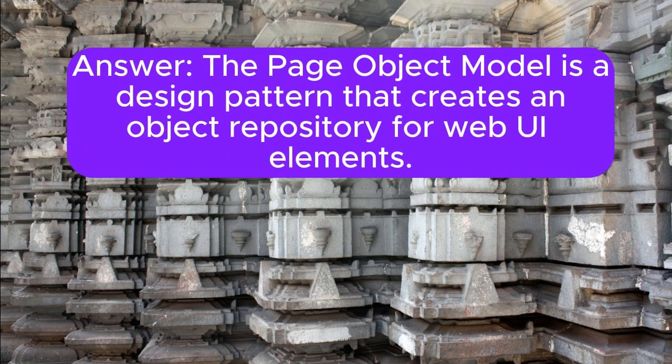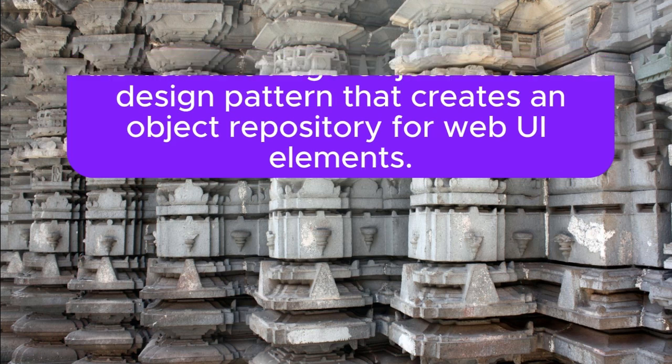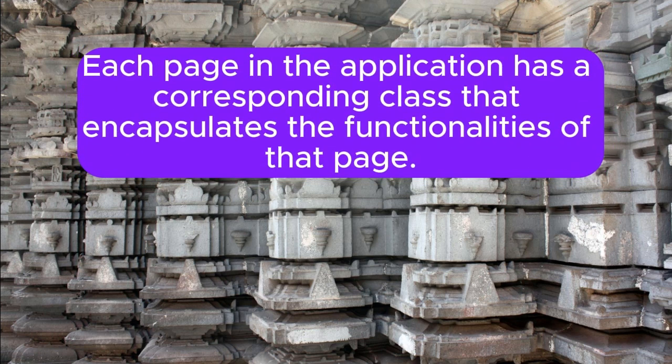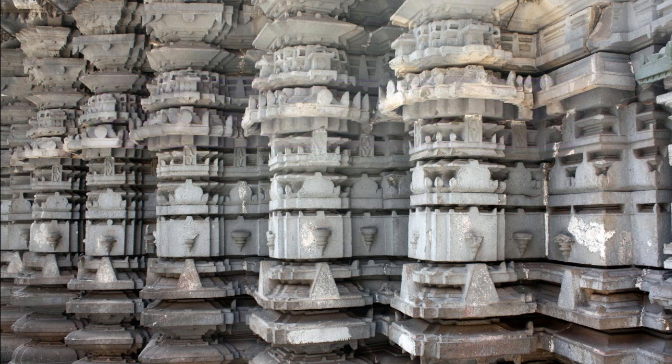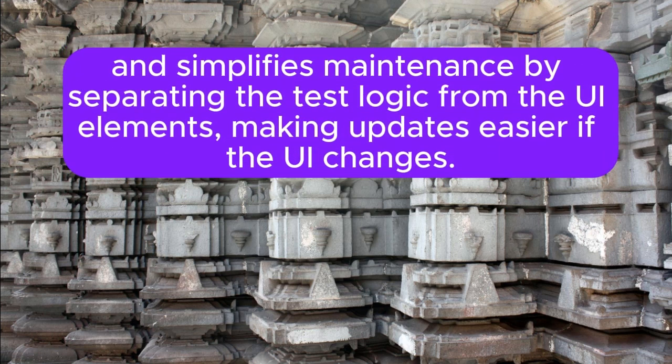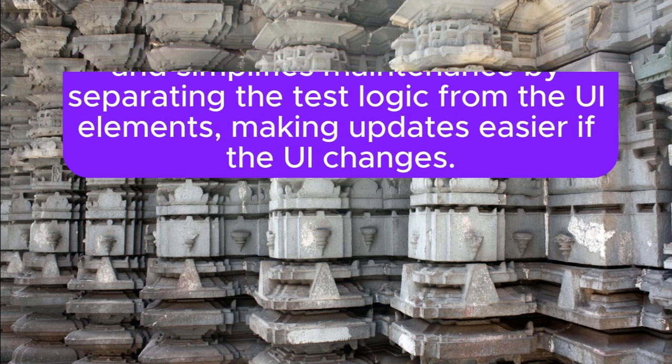Answer: The page object model is a design pattern that creates an object repository for web UI elements. Each page in the application has a corresponding class that encapsulates the functionalities of that page. This approach promotes code reuse, improves test readability, and simplifies maintenance by separating the test logic from the UI elements, making updates easier if the UI changes.